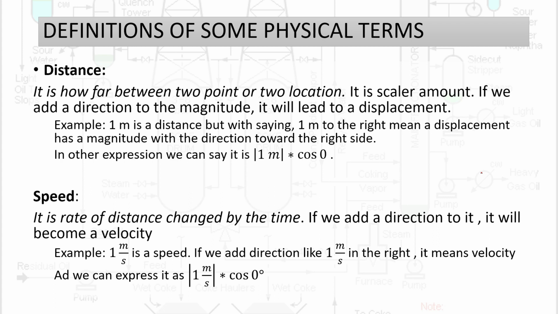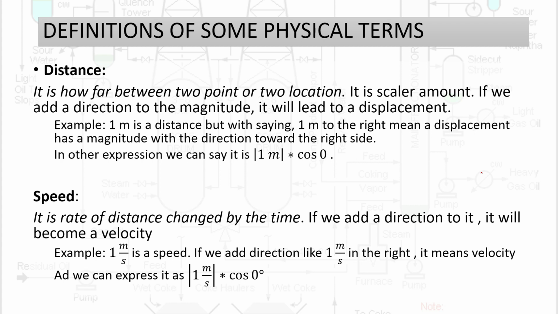I can express this displacement mathematically as the absolute value, 1 meter, which is the magnitude value here, multiplied by the cosine 0. Of course, we know that cosine 0 means 1, and sine 0 means 0. So if we apply it in Cartesian coordinates and go to the x-axis, it will give you only direction along the x-axis, to the right side, toward the positive numbers. There is no direction to the y side or to the z side, if you want to mention it.